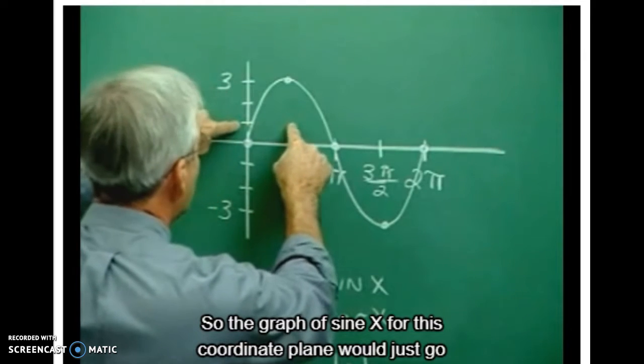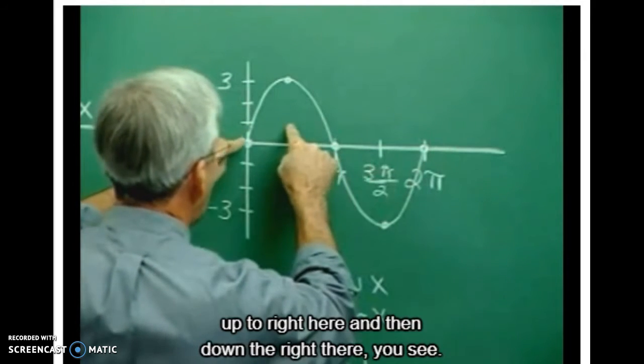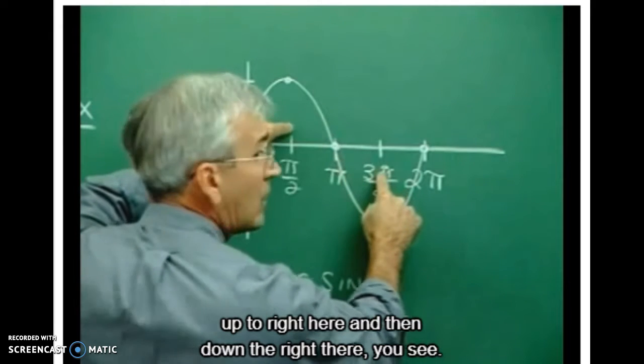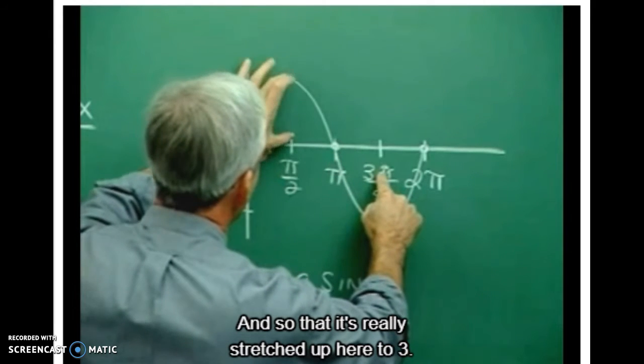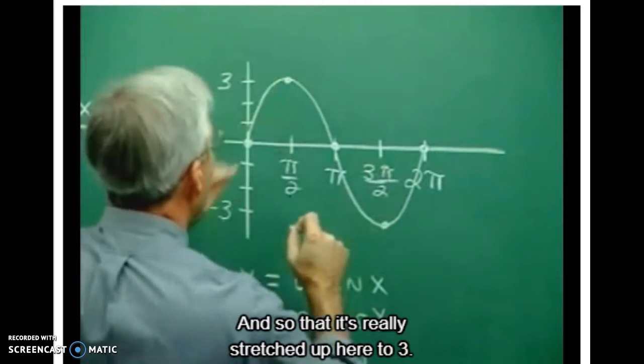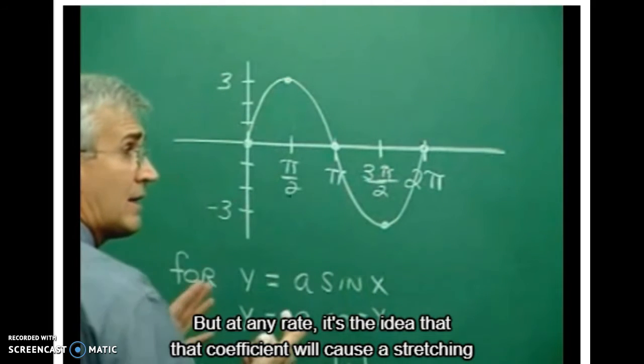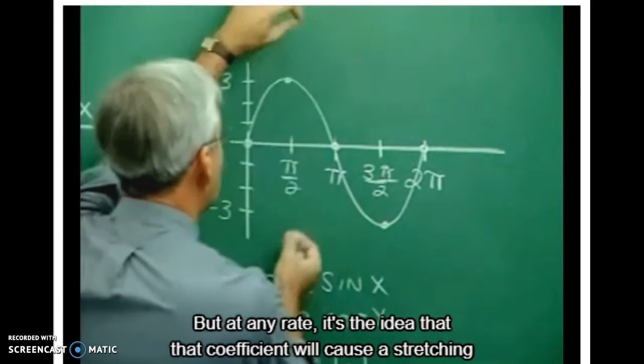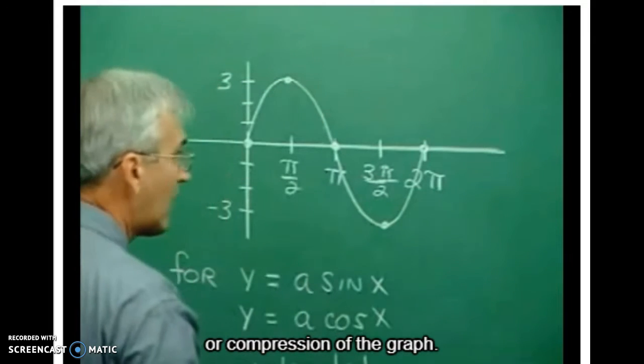So the graph of sine x for this coordinate plane would just go up to right here and then down to right there, you see? And so it's really stretched up here to 3. But at any rate, it's the idea that that coefficient will cause a stretching or a compression of the graph.